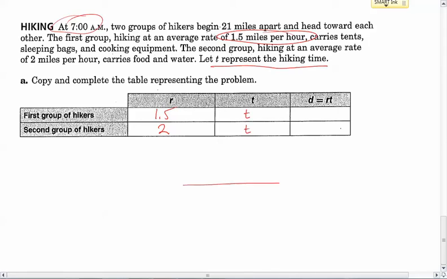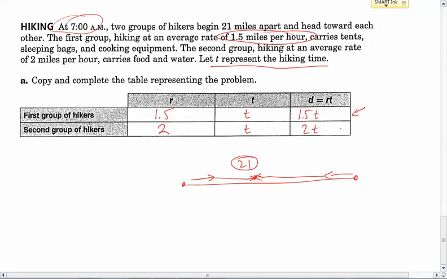At some point, they're starting 21 miles apart, and then they hike towards each other. And so at some point, they're going to meet up right here, which means that the total distance traveled is 21, because they've met in the middle after both groups have traveled a certain amount. And so right here, they give you a column for distance equals rate times time, so 1.5t and 2t.